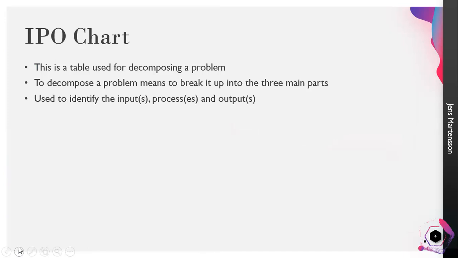What is an IPO chart? As its name suggests, it's a chart. IPO stands for Input, Processing, and Output. And we use our IPO chart to decompose a problem, which means simply breaking it up into its most significant parts. And in this situation, it means we want to break it up into its input or inputs, process or processes, output or outputs. Okay.